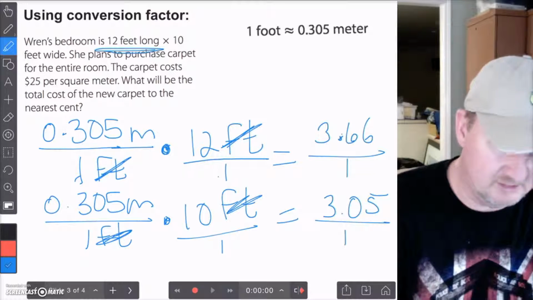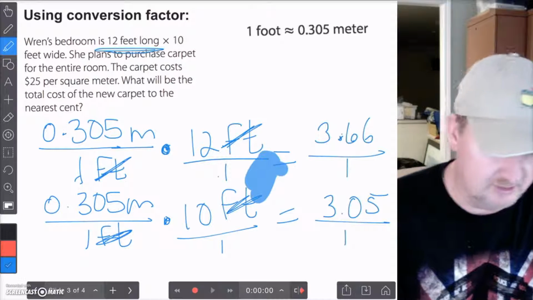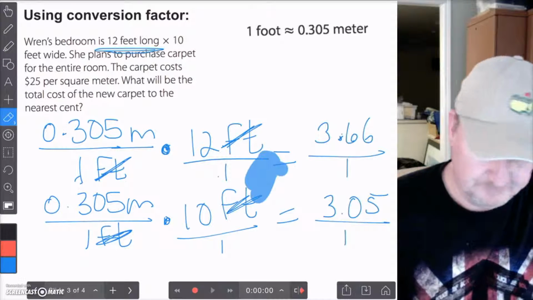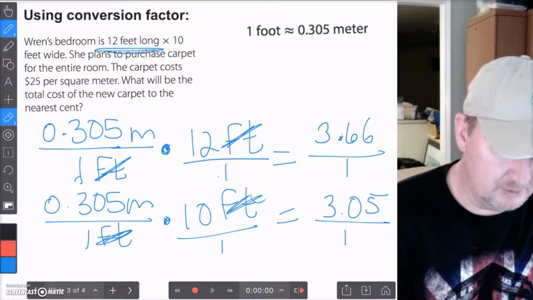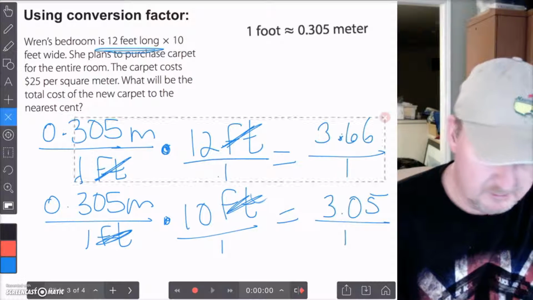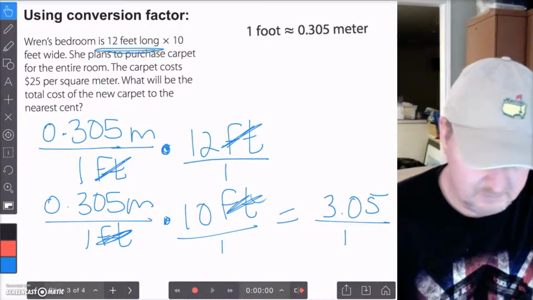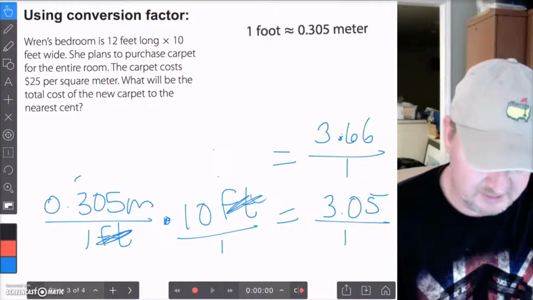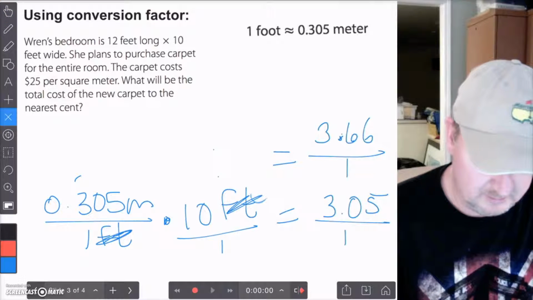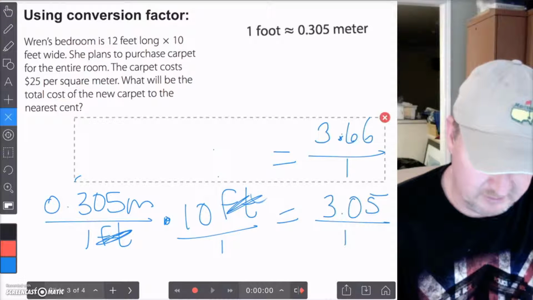I need to erase some of this. I'm going to leave these. Oops, that's not erasing. Let's do this, because this isn't working. Let me back up. Let me leave that one. Let's see if I can. There we go. Let's get rid of that. Nope, I don't want to get rid of that.